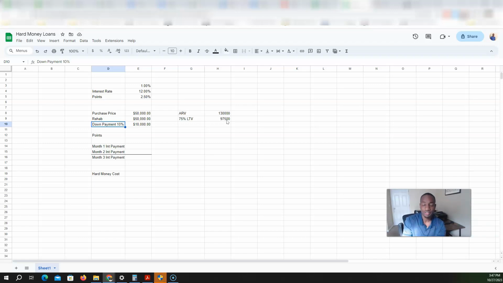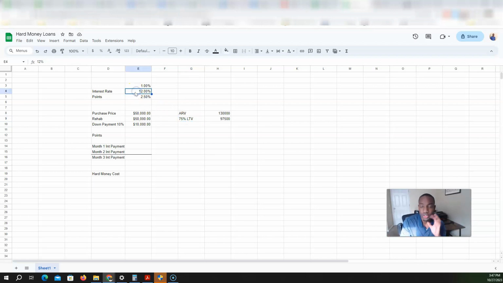Now, every lender is different. This may be 85% loan to value, and that gives you a little bit more room to play with and things of that nature. But during this time, I think most lenders are just operating on the 75% loan to value rule. Some lenders may even be a little bit lower. So that's something that you have to look out for.